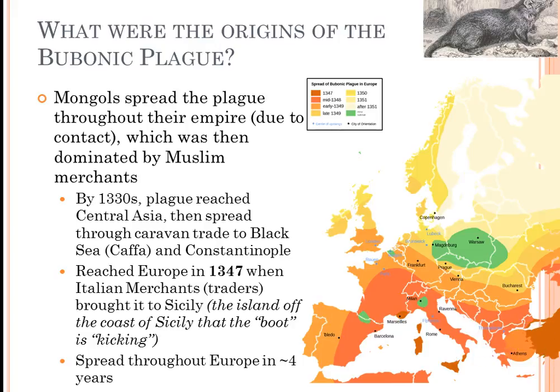So on our map here, where's my little clicker? Right here, this little gap is always where Constantinople is. These two little pieces of land here, Constantinople actually spans those two pieces of land. So it reaches Constantinople in the 1330s, and then it finally spreads into Europe.